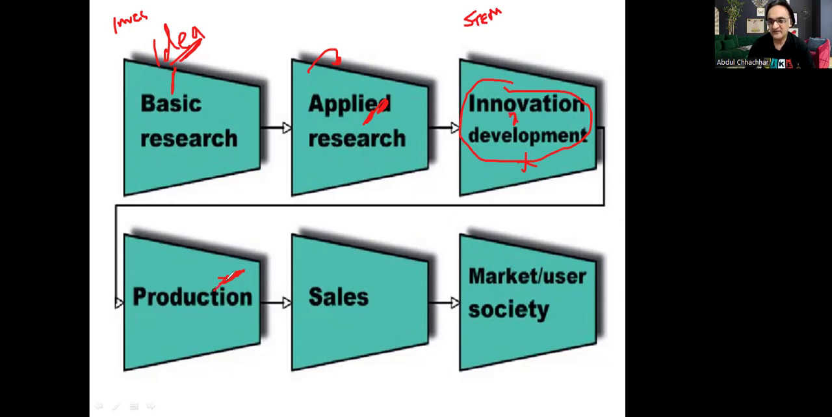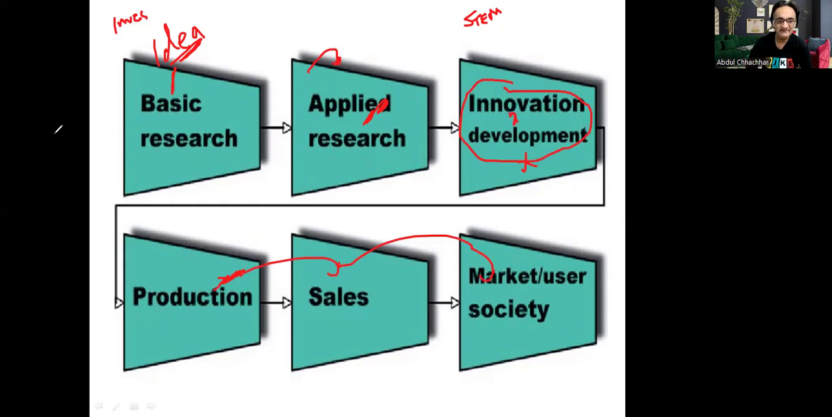What will the production be? Either they have to create many biometric machines, and then sell these biometric machines and market them to users, and the society will use them. Now this is the linear process of innovation.